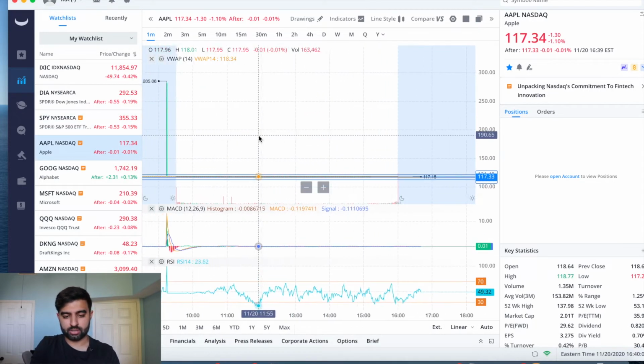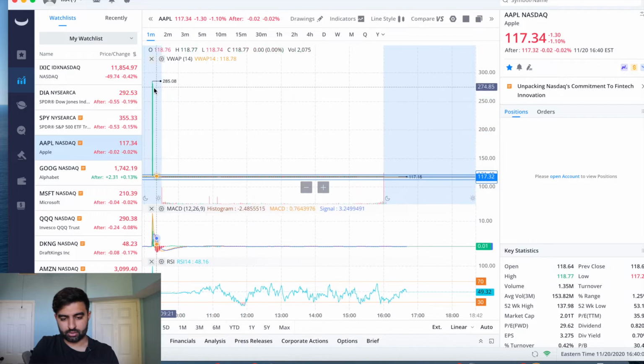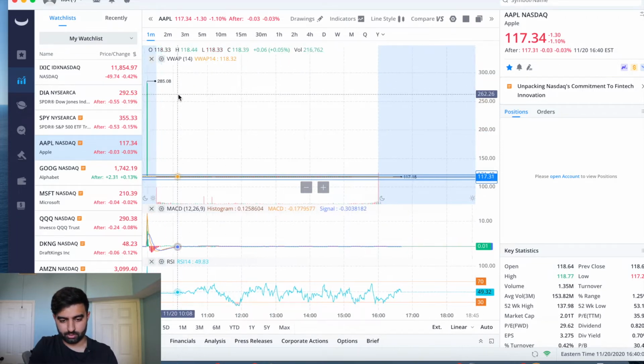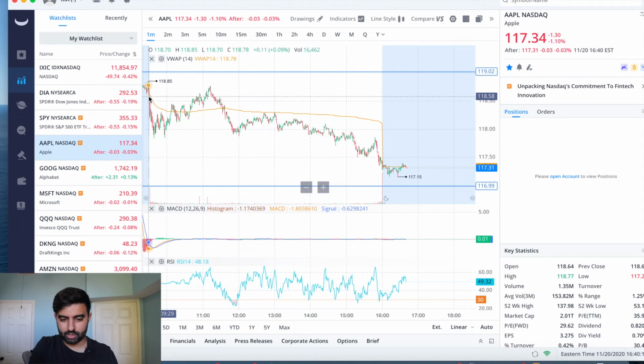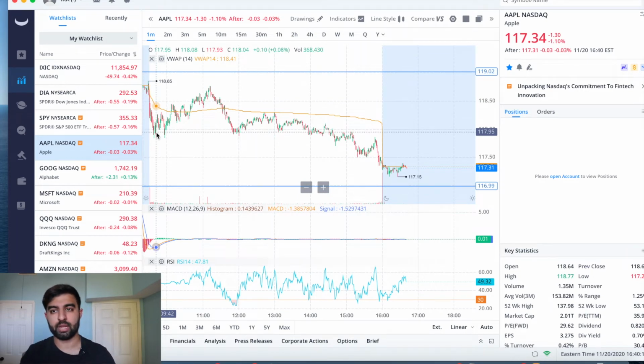I don't know why there's a transaction showing at 285. That's got to be wrong. But anyway, we opened up in the mid 118s and we quickly fell, right? That's been the pattern. I've talked about this in my previous videos. I bought a put yesterday, kind of expecting this to happen. I'll share the results of that here in a little bit.